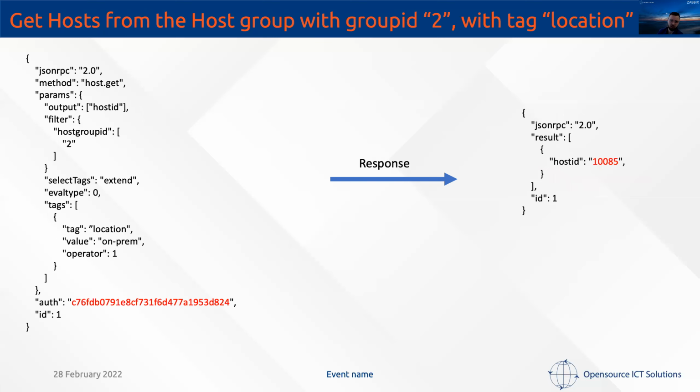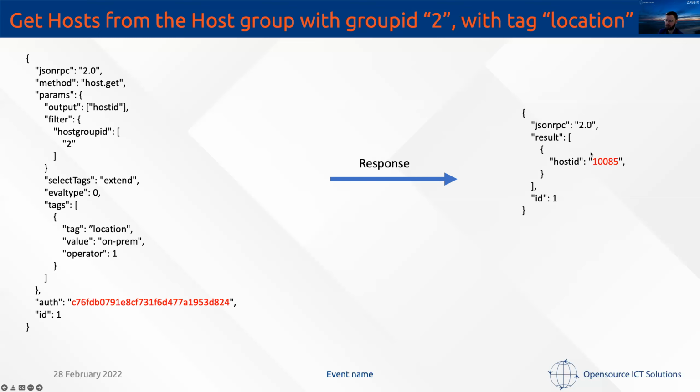Because in the next call, we want to get all of the hosts from the host group with group ID 2, where the tag location is present. So that's exactly what we do. We use a new method, host.get. We specify that we want to only get hosts from host group ID 2. We now know that host group ID 2 is Linux servers. We also select our tags, extend them, and we specify that the tag location has to match on-prem.